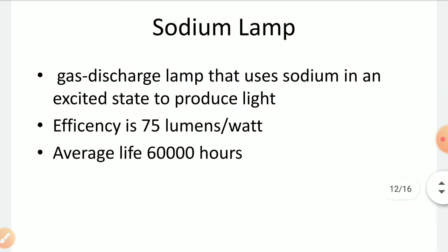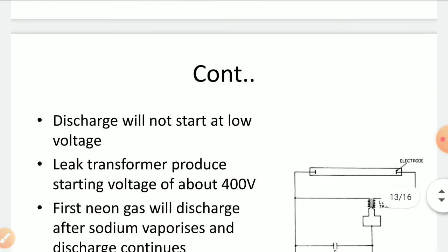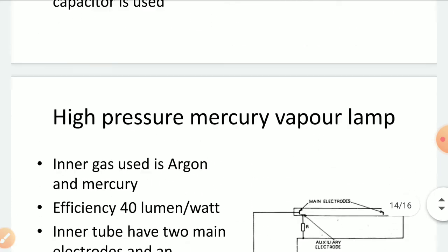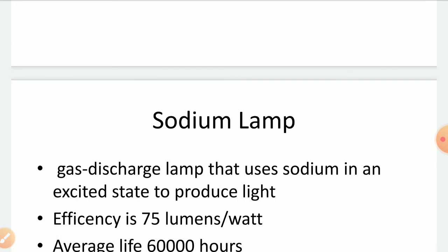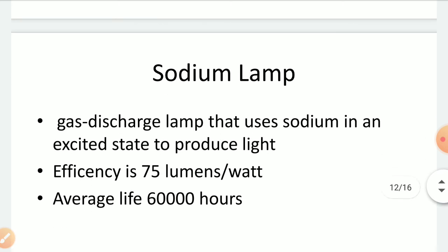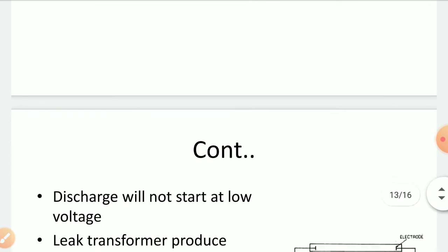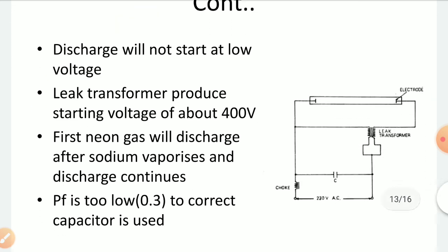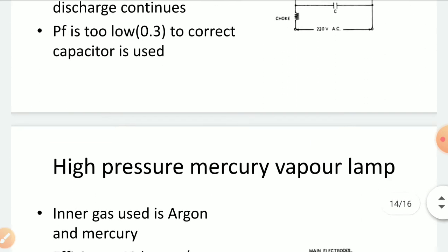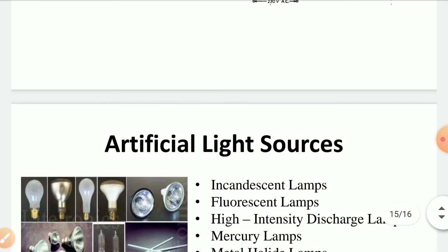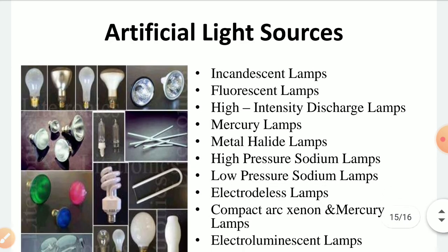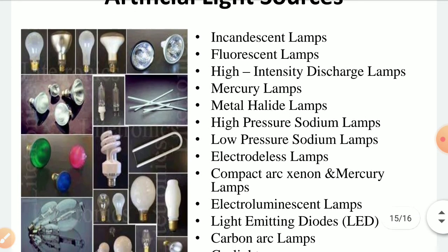Then sodium vapor lamps are another application. Then comes mercury and sodium vapor. Based on the applications, these discharge lamps and others are household applications, but the sodium and mercury vapor lamps are used for industry or street lighting purposes. In addition to this, to overcome all the drawbacks of the incandescent lamp, fluorescent lamp, and mercury vapor lamps, the LED lamps came into existence.